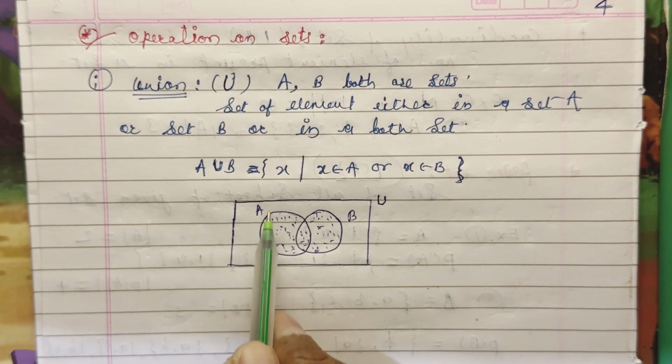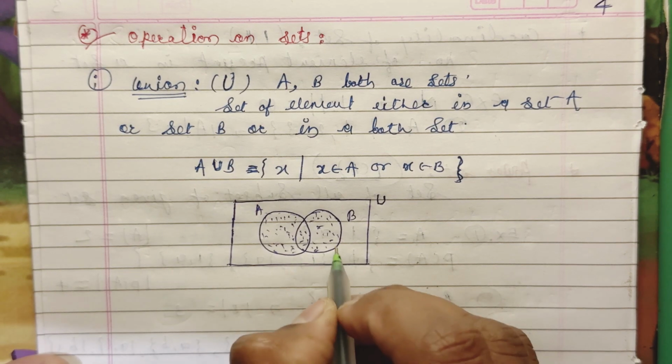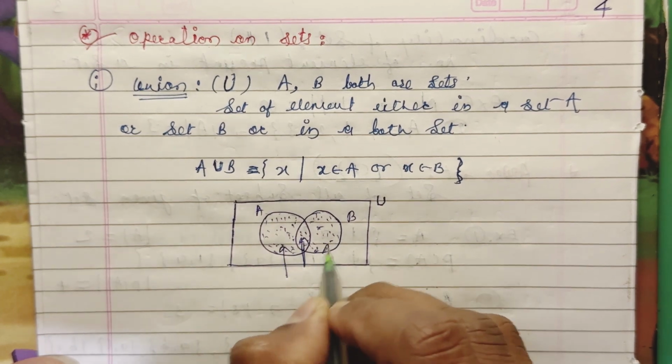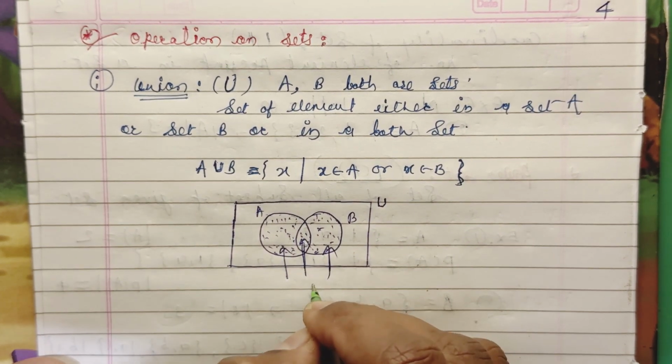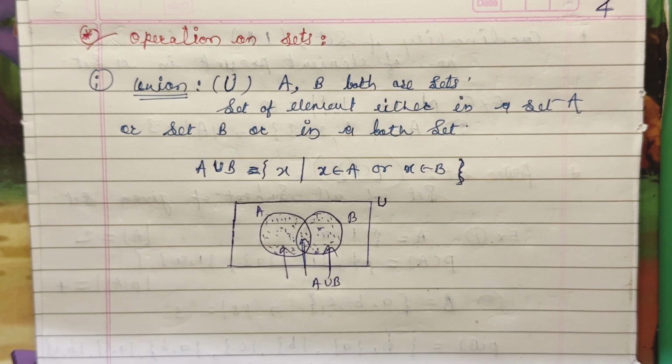So A union B is denoted by the shaded region. All the parts here, this one, this one and this one, we write as A union B. This is the union of the two sets.